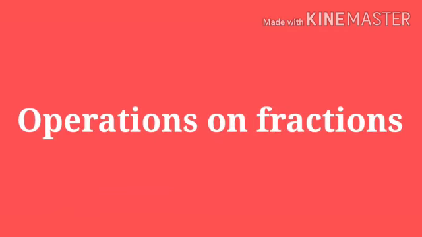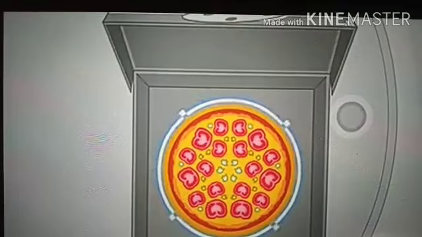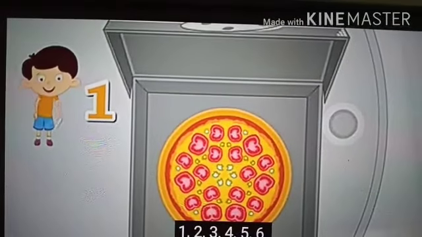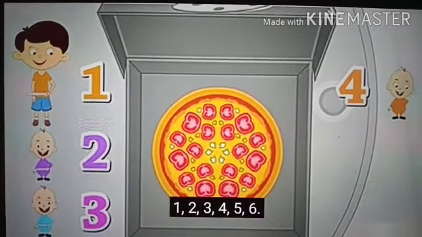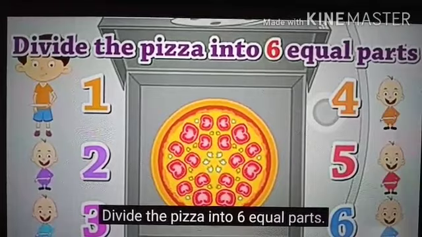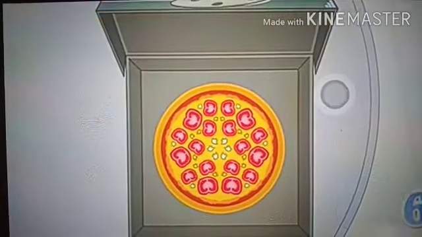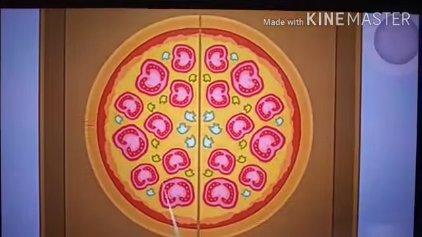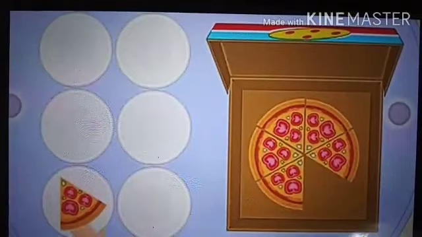Today we are going to learn operations on fractions. This pizza is a whole and we have to distribute this pizza to 6 children. How can we divide this pizza into 6 equal parts? Now see, if we divide in this way, we get equal parts.